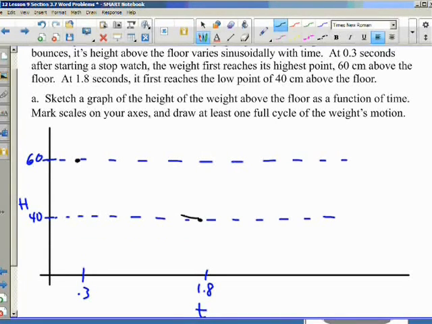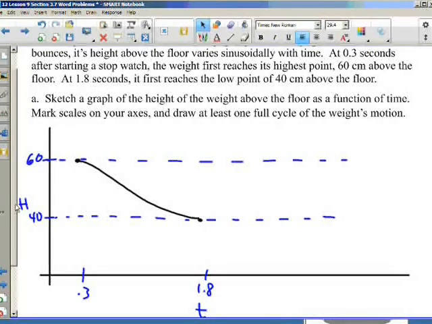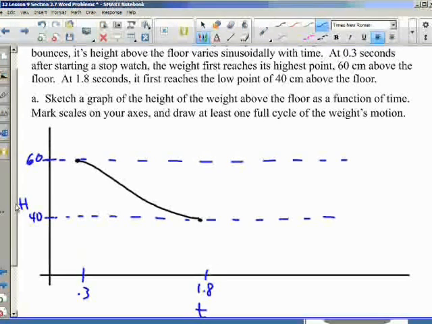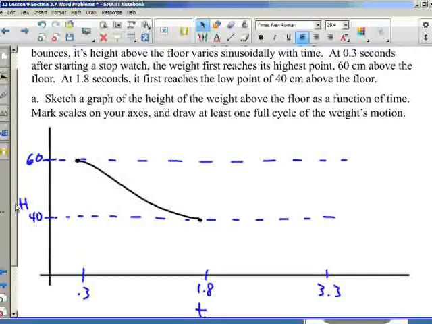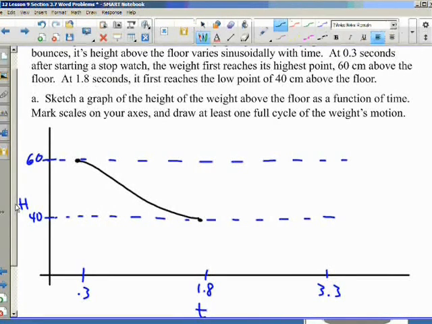Well, the basic shape is going to look something like this. We're going to double this length of 1.5 seconds. That gets us out to roughly, or exactly, 3.3 seconds. And at that time, the weight is back to its highest point, and it gets there sinusoidally, something like that.